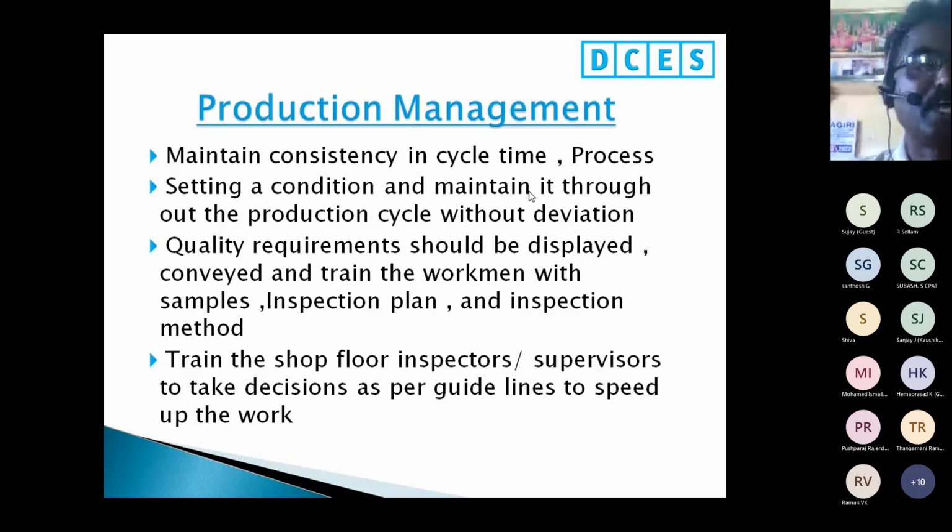Quality requirements should be displayed, conveyed, and trained to the workmen with the samples, inspection plan, and inspection method. So the quality requirement should be conveyed up to the bottom line, even to the helpers level. Train the shop floor inspector and supervisor to take decisions as per guidelines to speed up the work. Sometimes the operator need not wait until the senior level people come and give the direction. It will create some time loss. So use a certain level of decision making capability.